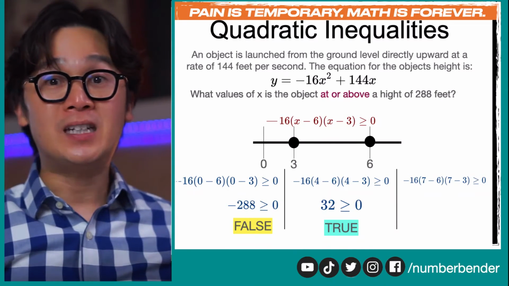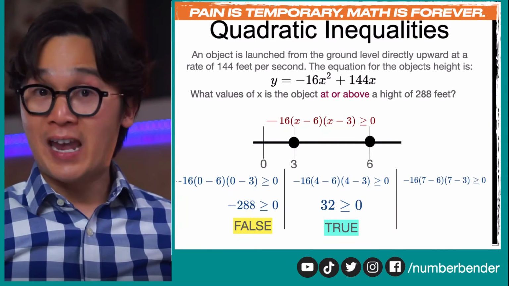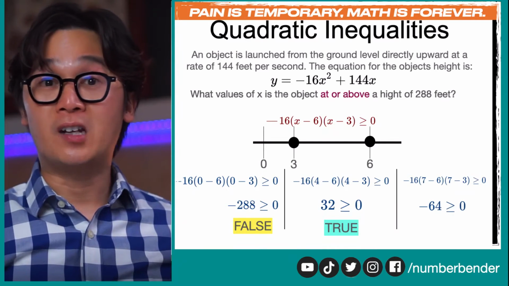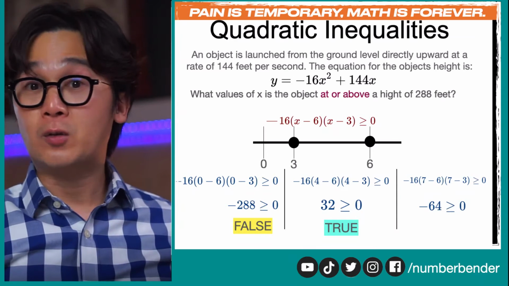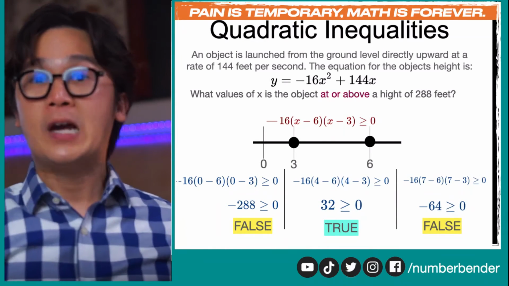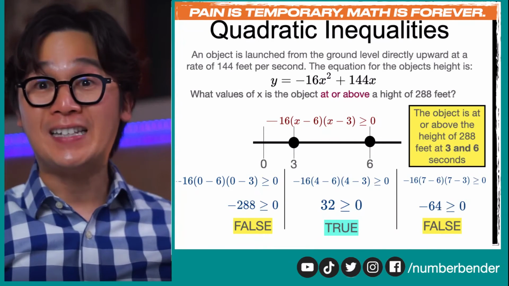For the last partition, let's see if this is true for x equal to 7, which is a number greater than 6, and we know that the result is negative 64. Now the question is, is negative 64 greater than or equal to 0? We know that this is false. That's why we know that our answer is only going to be true in between 3 and 6.